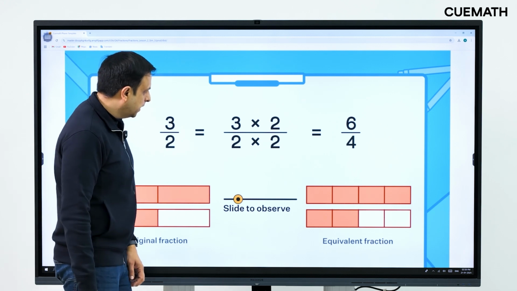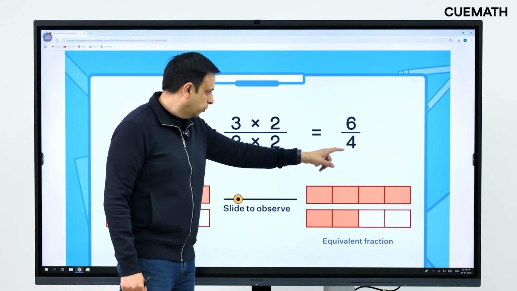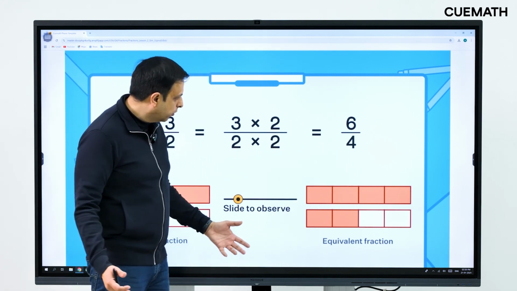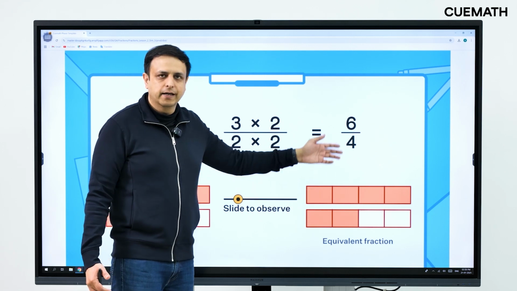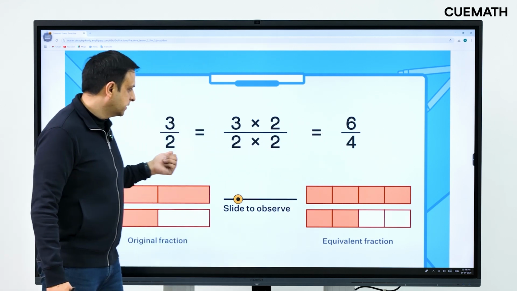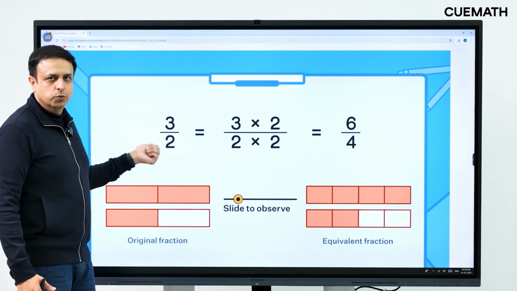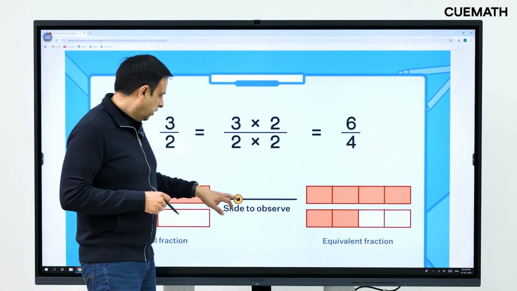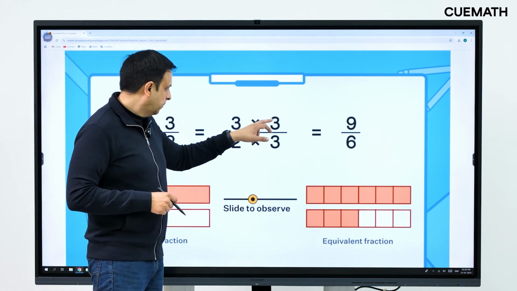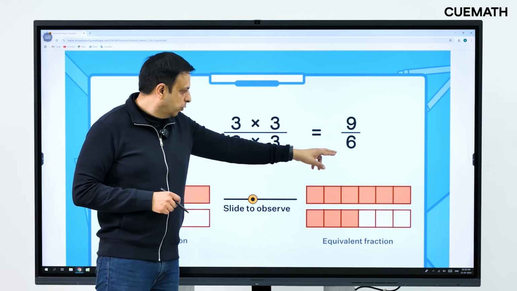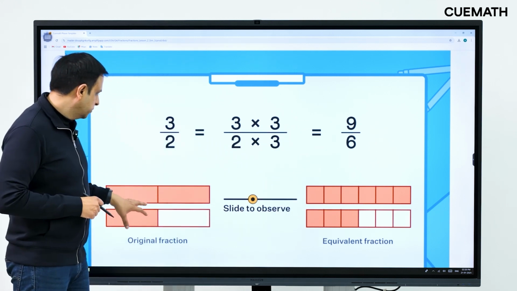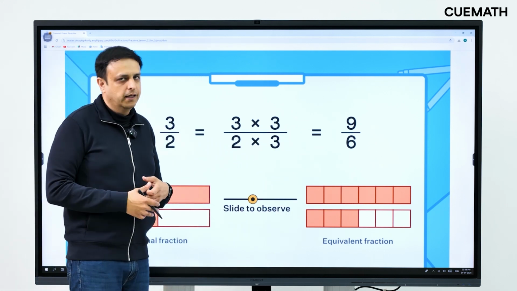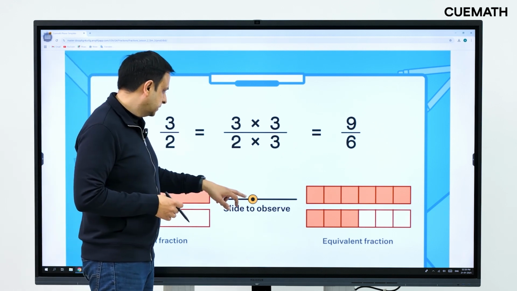Okay, so what do I get now? I get 6 over 4. So each whole is being divided into 4 parts and we have 6 parts shaded. This is 6 over 4, but you can see that it is equivalent to 3 over 2 because the same portion is shaded. Now if I increase the multiplier to 3, I get 9 over 6. Again, this is equivalent to 3 over 2. So I can keep doing that and I can generate as many equivalent fractions as I want.